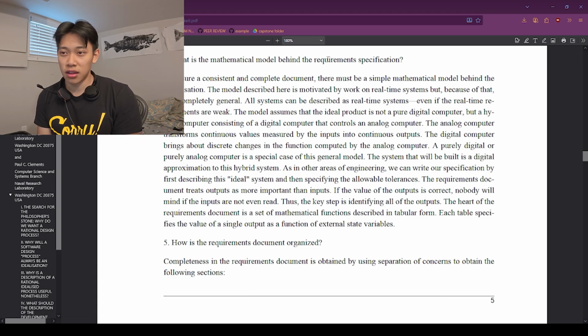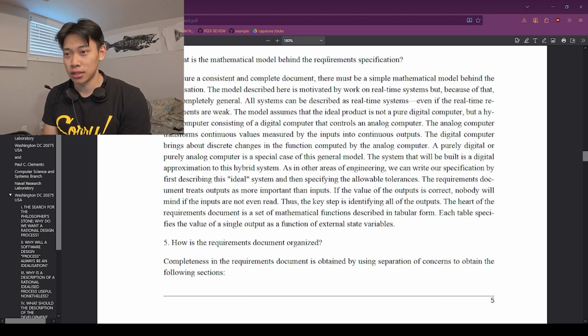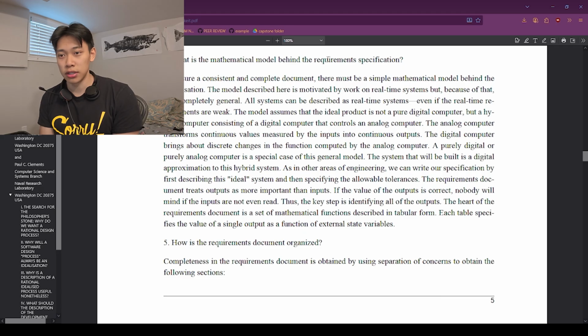The model assumes that the ideal product is not a pure digital computer, but a hybrid computer consisting of a digital computer that controls an analog computer. The analog computer transforms continuous values measured by the inputs into continuous outputs. The digital computer brings about discrete changes in the function computed by the analog computer. A purely digital or purely analog computer is a special case of this general model. The system that will be built is a digital approximation to this hybrid system.